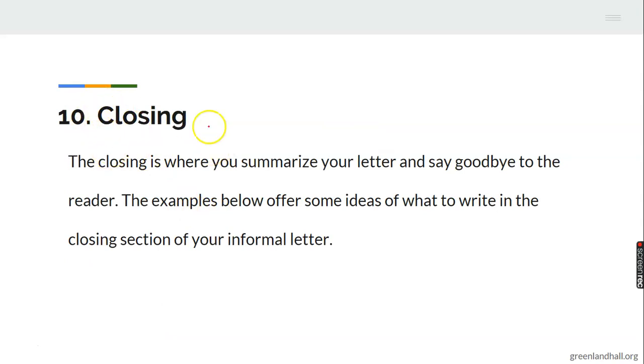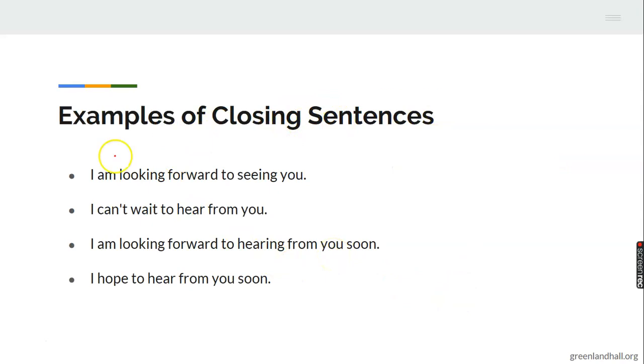The last one, closing. The closing is where you summarize your letter and say goodbye to the reader. The examples below offer some ideas of what to write in the closing section of your informal letter. Examples of closing sentences: I am looking forward to seeing you. I can't wait to hear from you. I'm looking forward to hearing from you soon. I hope to hear from you soon.